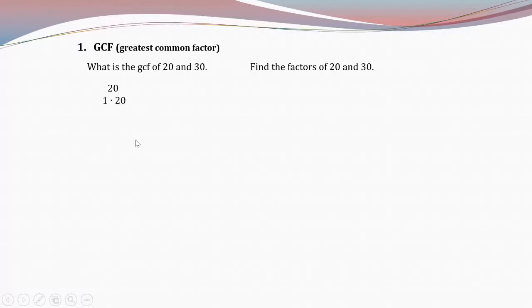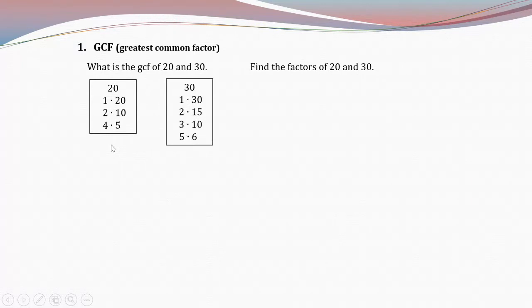How can we get 20? 1 times 20, 2 times 10, 4 times 5, and that's it, because once they repeat, because the next one will be 5 times 4. Once they repeat, you stop there. So these are the factors of 20. How about 30? 1 times 30, 2 times 15, 3 times 10, and 5 times 6. So those are the factors of 30.